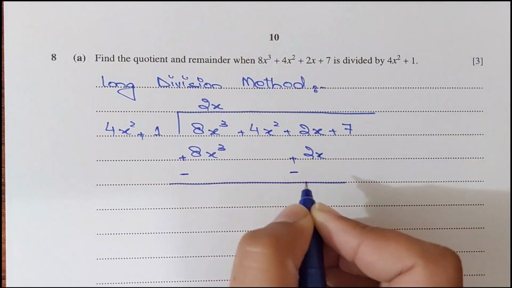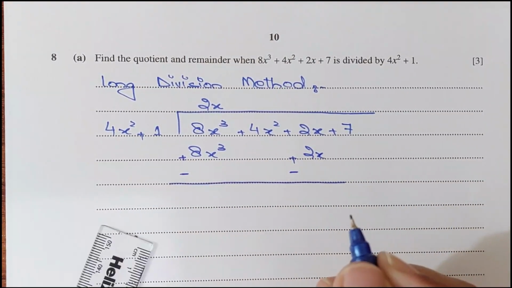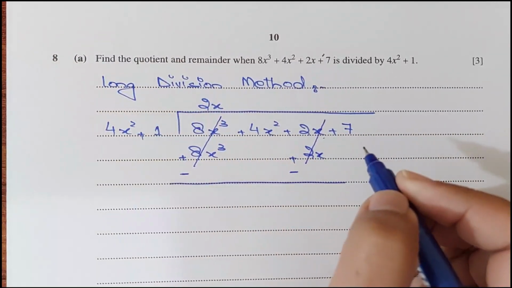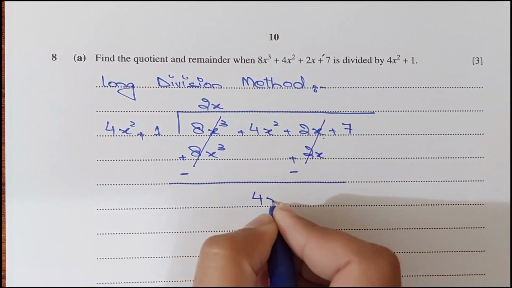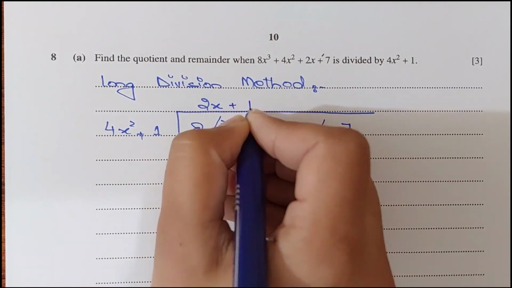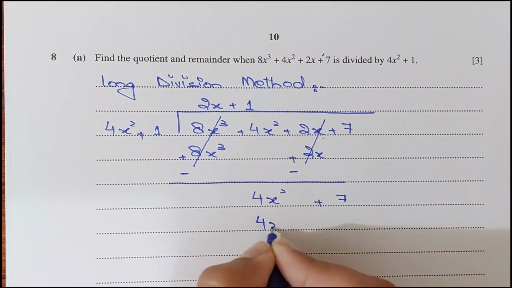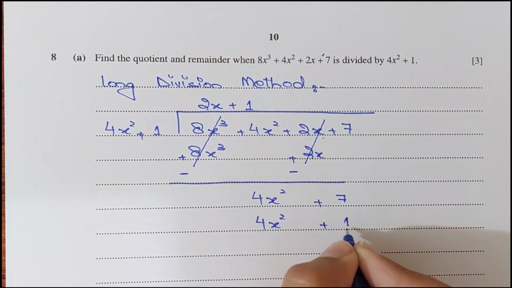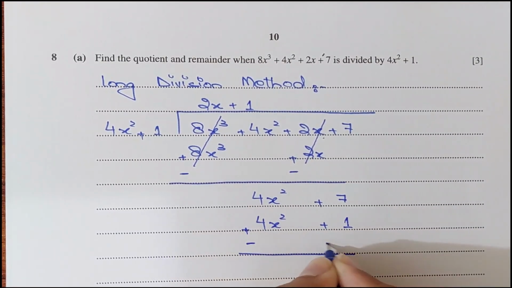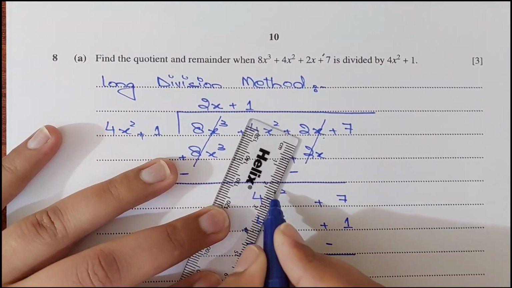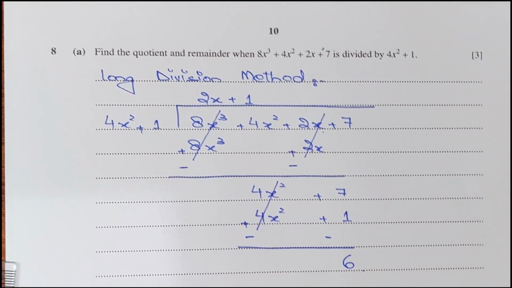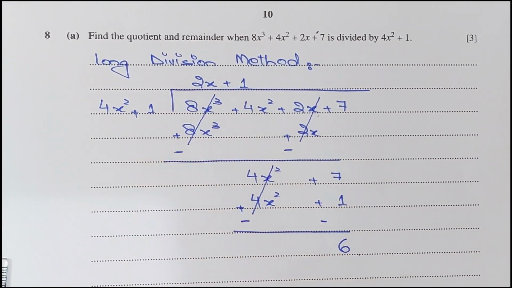Negative and negative. So as you can see, 8x cube, positive and negative is cancelled, 2x, positive and negative is cancelled. We are left with 4x square and plus 7, right? So if I add 1 here, we have 4x square plus 1, again subtract. 4x square positive and negative is cancelled, and 7 minus 1, this would be equal to 6. So the quotient is 2x plus 1 and the remainder is 6.